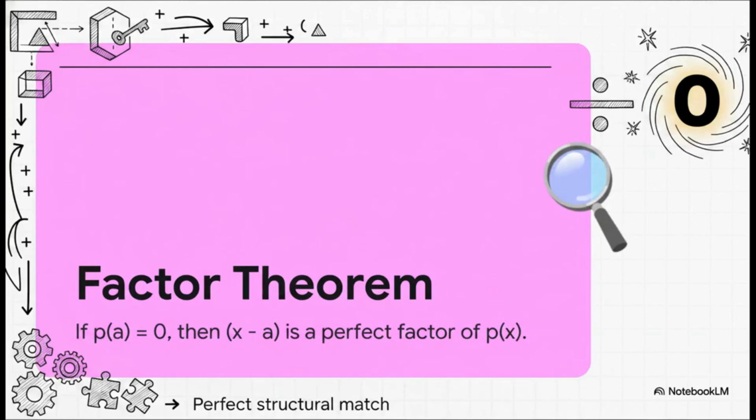So let's take this to the next logical step and see how it builds into something even greater. What if you use that cheat code, you plug in your number, and the remainder it spits out is exactly 0? Well, if p of a equals 0, you have just unlocked the factor theorem. A remainder of 0 means you have found a perfect structural match. That term, x minus a, is officially a true perfect factor of your polynomial. You've essentially just found a key that perfectly unlocks a chunk of the puzzle.